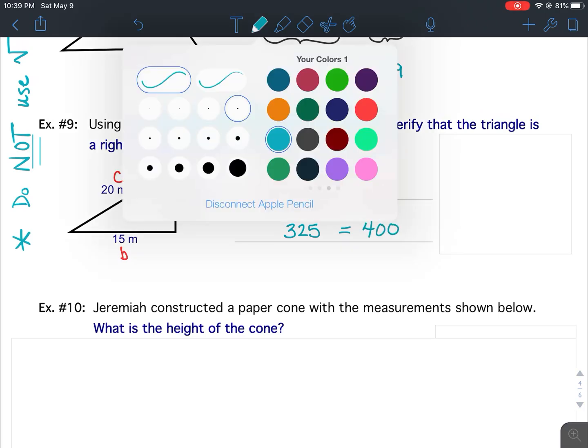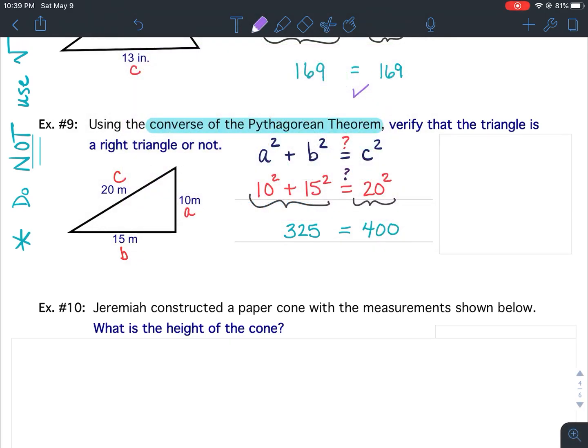So, does 325 equal 400? No. They are not equal, so you need to put the not equal sign through the equal. So you have to put that line through the equal sign so it's not equals. Because they are not equal, it's not a right triangle. Does it look like a right triangle? Sure, but you can't go by what it looks like.